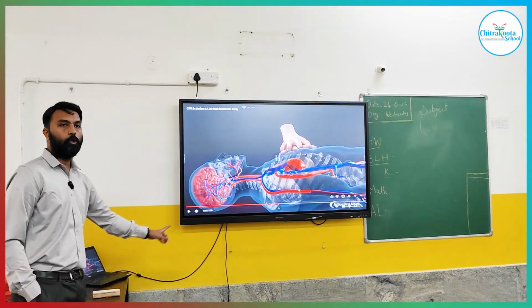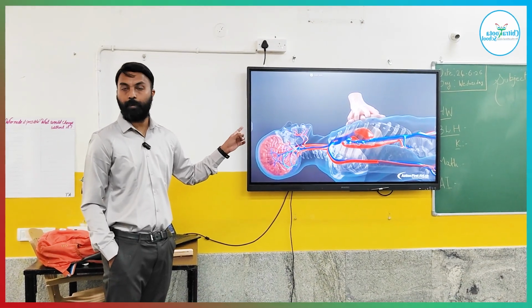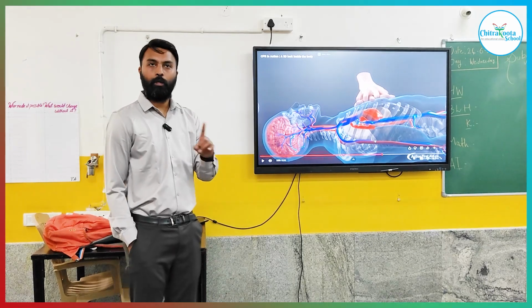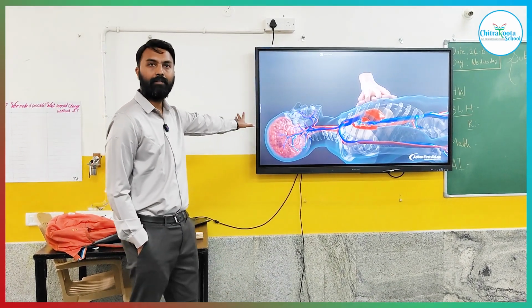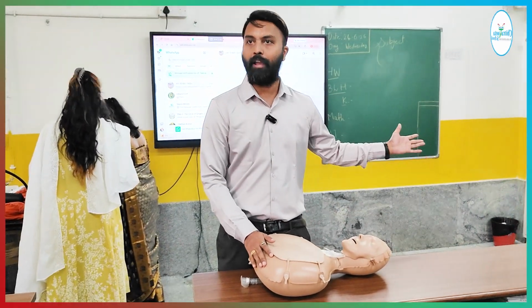So how many compressions do you have to give? Very good. 100 chest compressions per minute at least you'll have to give. If you do it too fast, it's of no use. If you do it too slow, it's of no use. So you are able to see that the blood is not reaching the brain from the heart.